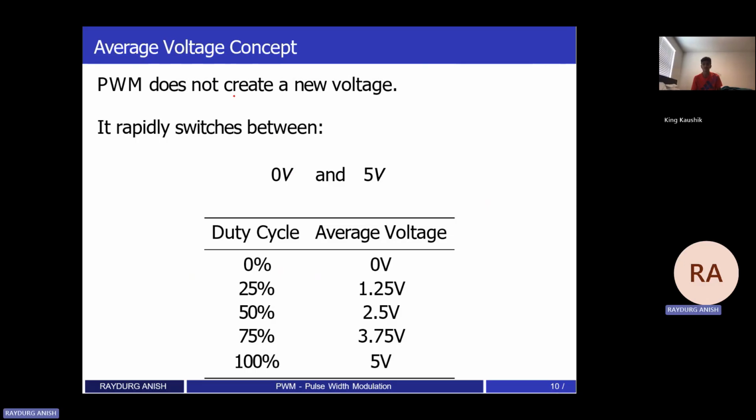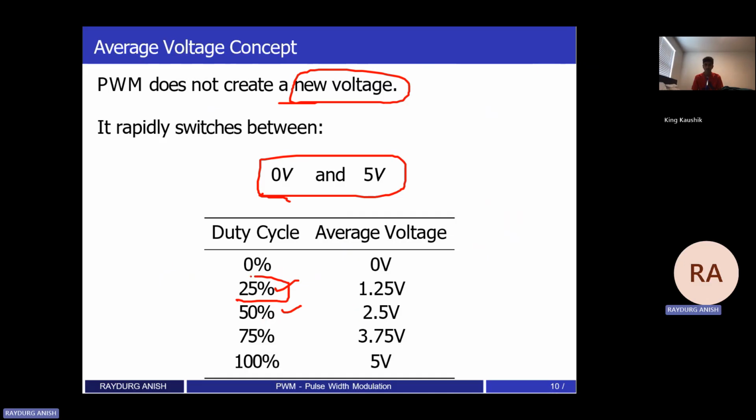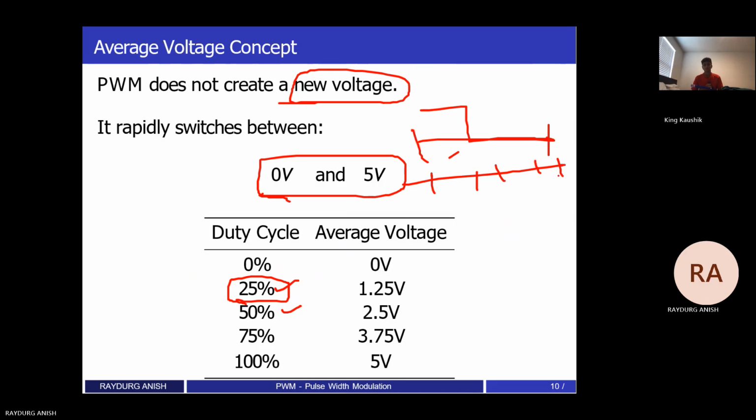Actually, PWM doesn't create any new voltage. It only switches on and off between these 5 volts. But depending on the duty cycle, if you take the average value, it appears like, if you keep 25% as the duty cycle, internally it is on for 25 and off for the rest of one time period. Similarly, you'll have many time periods, right? If you take the total time periods and then do the average, the total voltage will be around 1.25 volts.